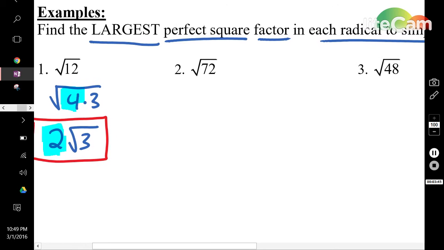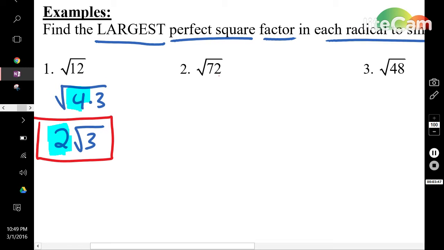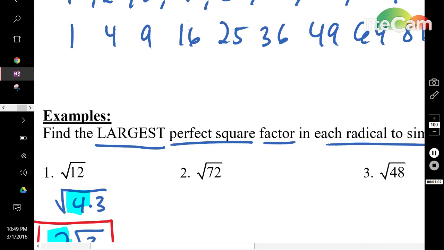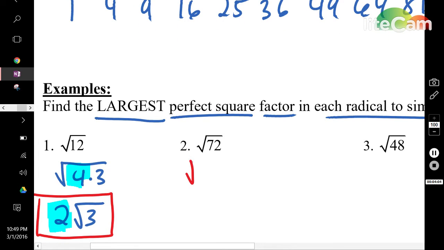Let's go on to the second example, 72. Is there a perfect square that goes into 72? Okay, 4 is definitely going to go into 72, but is it the largest one? It is not. It turns out that 36 goes into 72 twice. So I can rewrite this as 36 times 2.